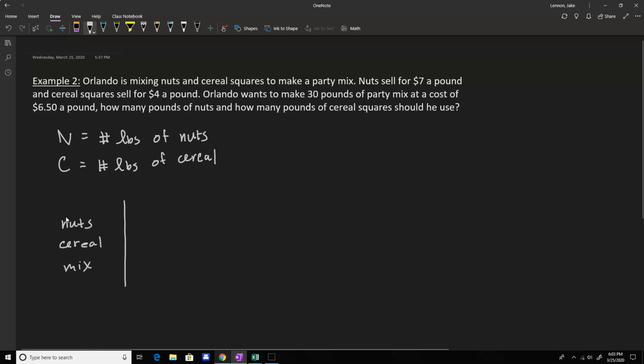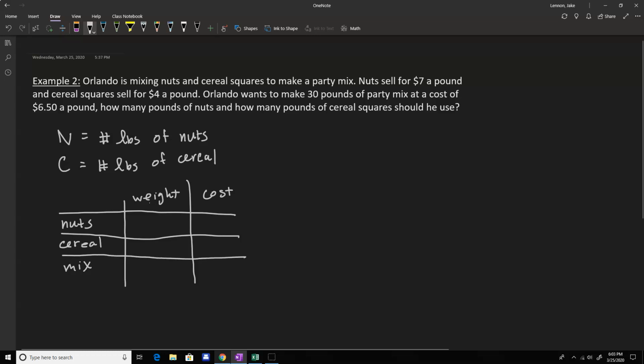So what's going on? Well, we have 2 things that we care about. We care about their weight, which is in pounds, but we also care about their cost. Again, we can fill in what we know and use that to help us write the equation. Actually, let's do cost per pound, and then maybe we can look at the total cost. So let's add a third column there.